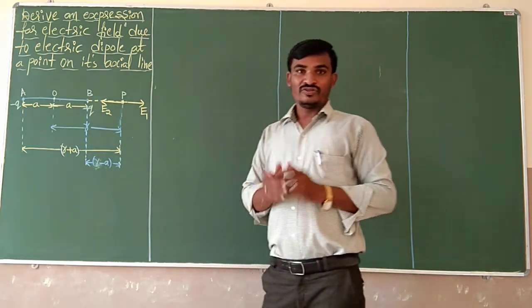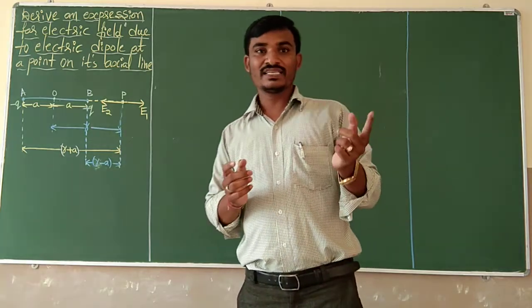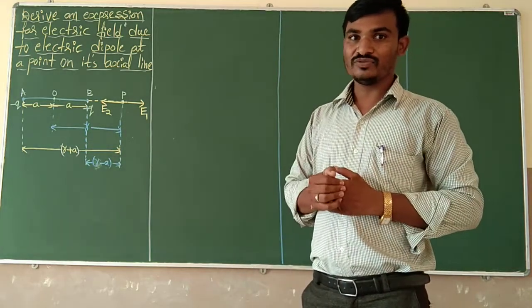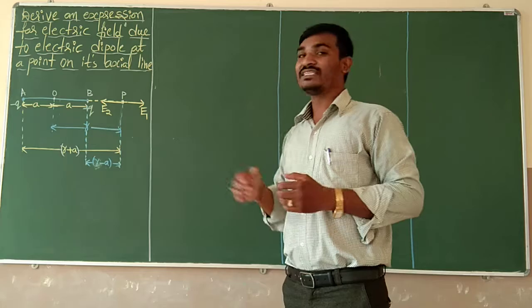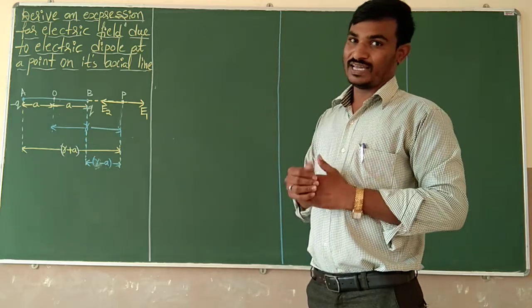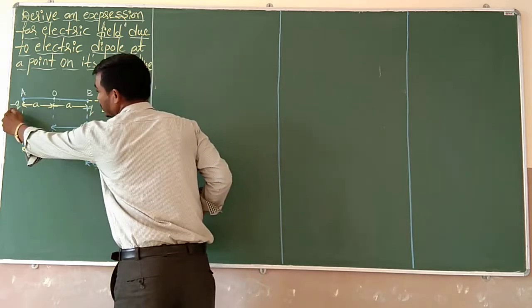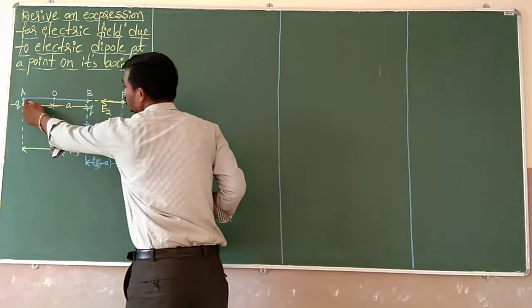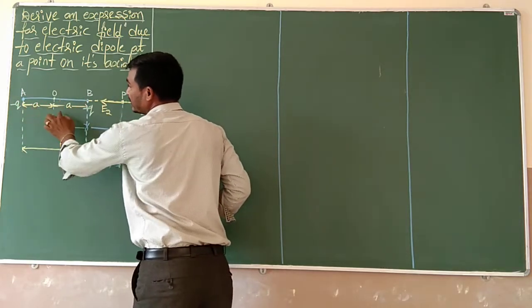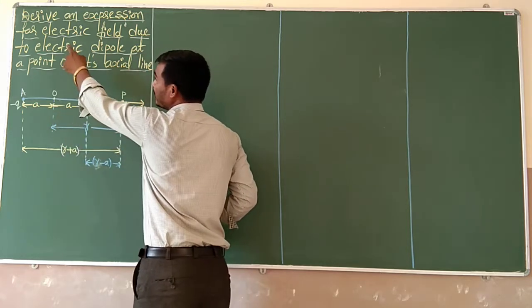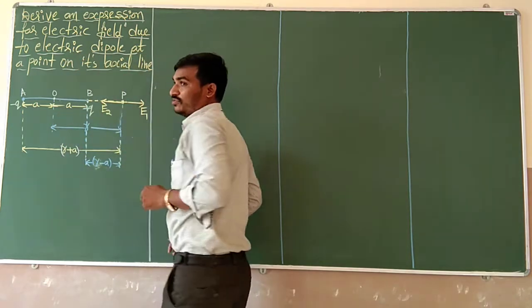consider two charges, minus q as well as plus q. These two are separated by a small distance 2a. Right? Here, see here. This is plus q and this is minus q. These two charges are separated by a distance 2a. That is the electric dipole.